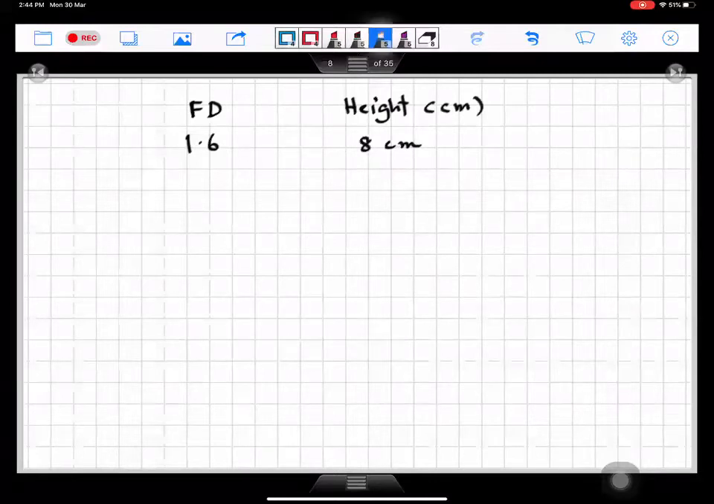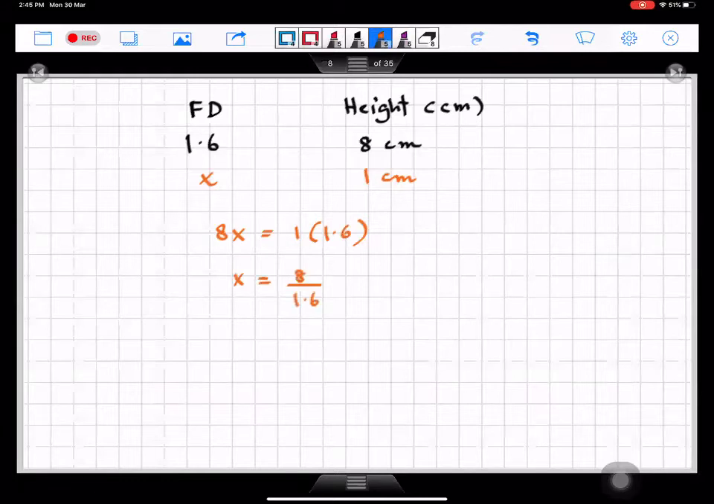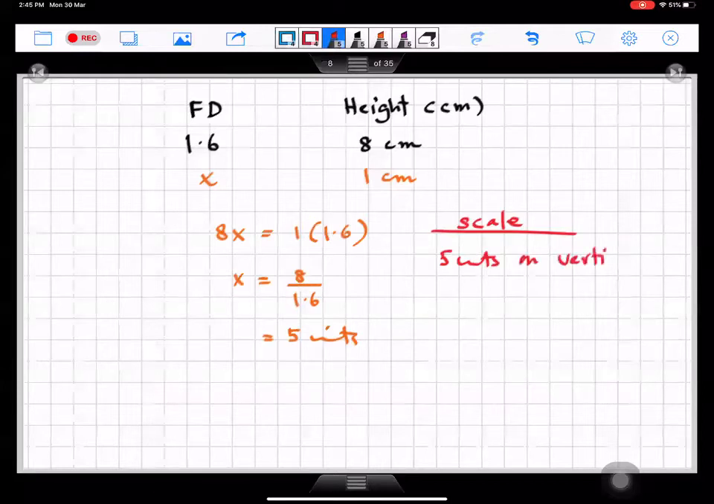In other words, if I say 1 centimeter is x, so I can say 8x is 1 into 1.6. Therefore, x comes out to be 8 divided by 1.6. That comes out to be 5 units. That means the scale that I have chosen is that 5 units on the vertical axis is equal to 1 centimeter. So that is the scale I have chosen. Done.